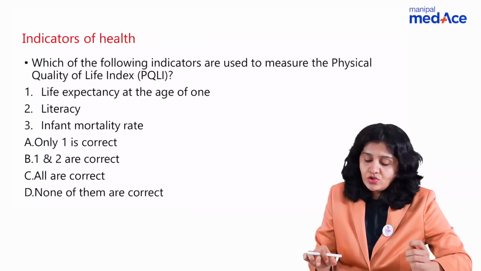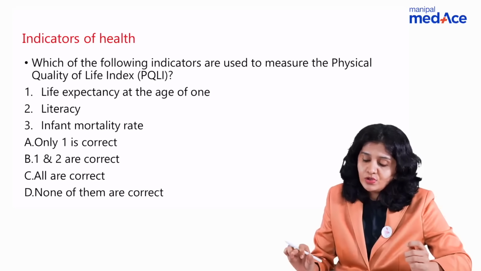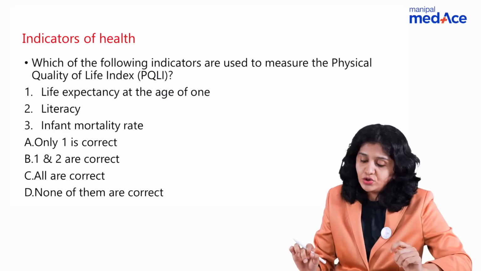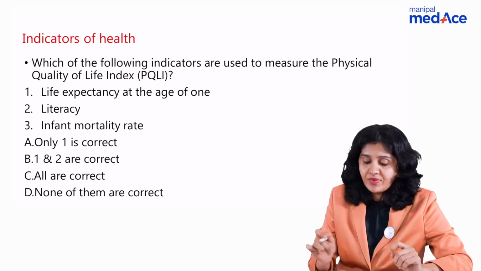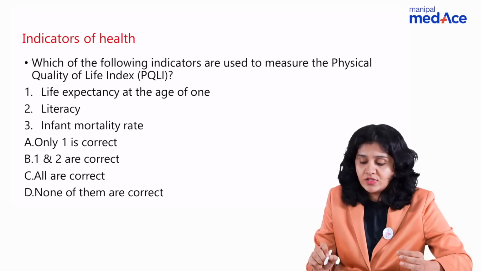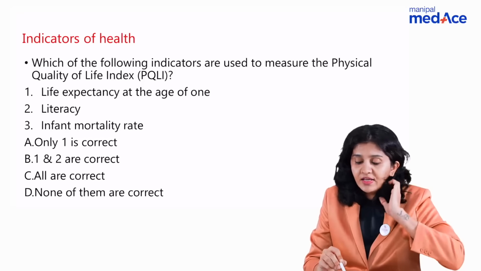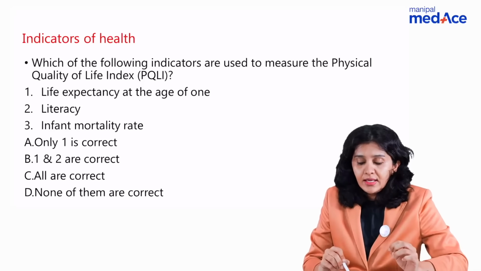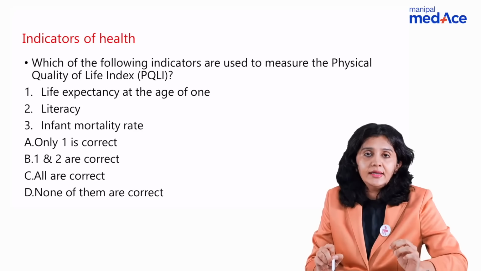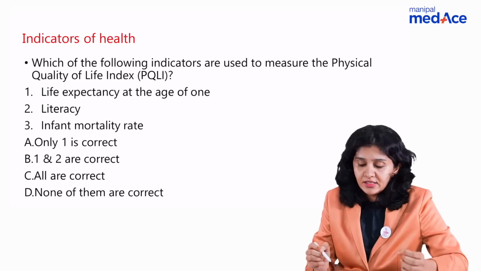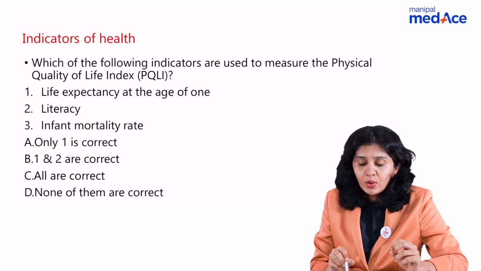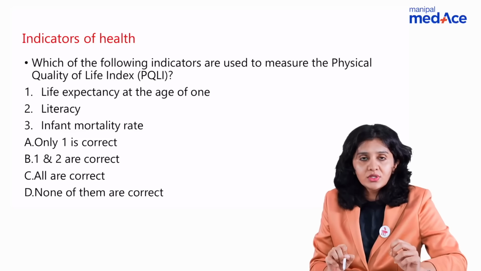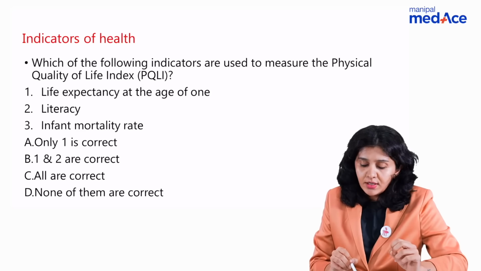Moving on to the next question, again from indicators of health. Which of the following indicators are used to measure the physical quality of life index? Just now we discussed what is physical quality of life index: life expectancy at the age of 1, literacy, infant mortality rate. Multiple options can be correct in this particular question. Only one is correct, that is life expectancy at the age of 1. 1 and 2 are correct, all are correct, none of them are correct. So what is the correct option? All are correct.